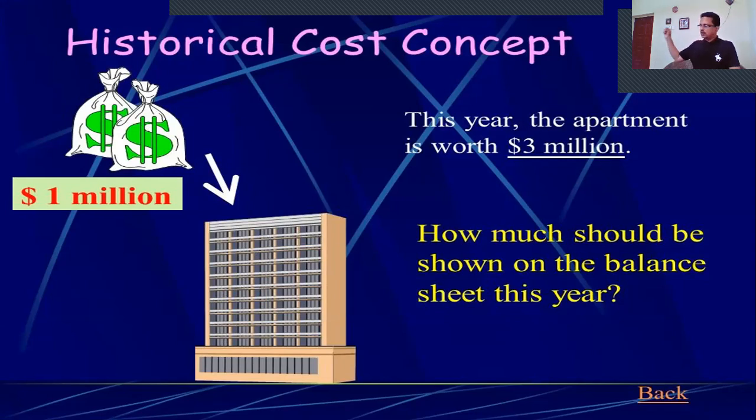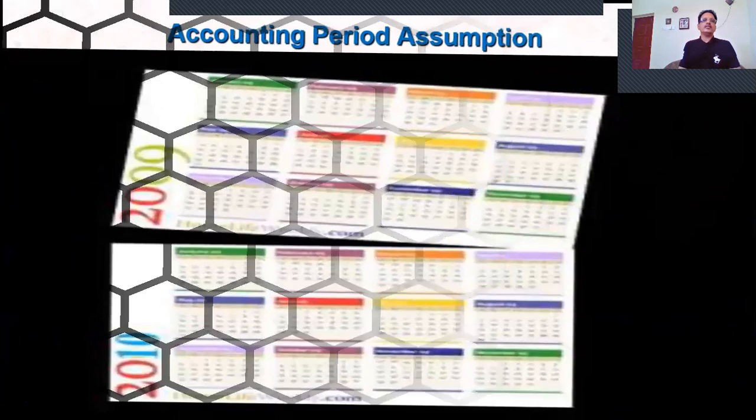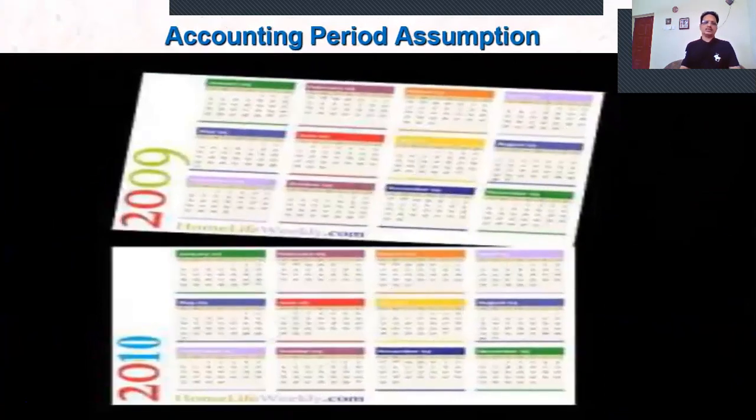Disclosure of the figures expressed by the balance sheet should be true and fair. So it should be historical cost. That is another principle or concept. Then another is the accounting period assumption. Accounting period is a very simple period.